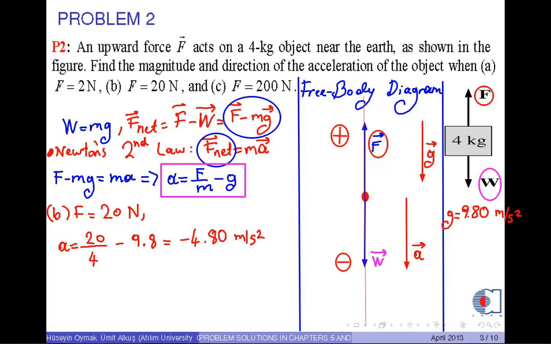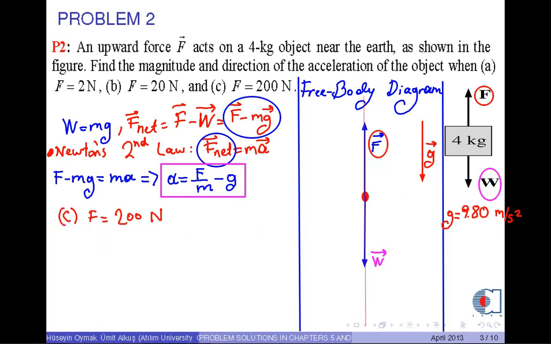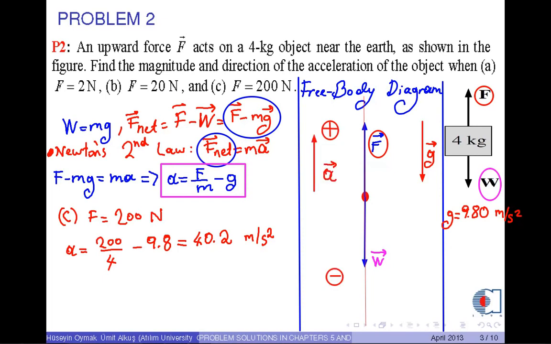And finally, when F equals 200 newtons, then we get a equals 200 over 4 minus 9.8, which is equal to 40.2 meter per second square. And since it is positive, the object's acceleration is in the upward direction. Okay, we have answered all the questions in this problem. Then it is time to discuss the third problem.